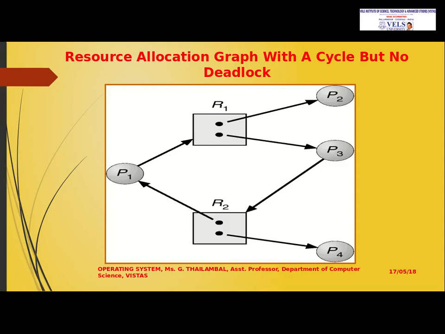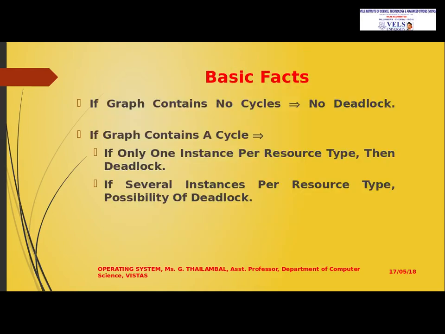Even though you find a cycle here, P1 is requesting R1, again P3, R2 and P1, you find a cycle here, but even though you have a cycle, it won't come to a deadlock. So the thing is, if any cycle is available in a resource allocation graph, there is a possibility of getting a deadlock, not all times. If the graph contains a cycle, then when it comes to a deadlock, if there is only one instance per resource type, a resource is having only one instance, if that instance is allocated to one process and another process is requesting it, definitely there will be a deadlock.